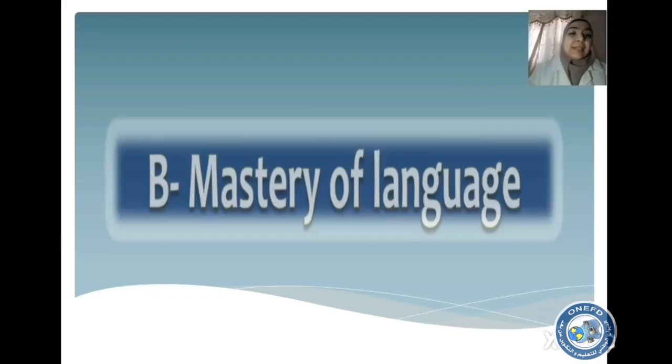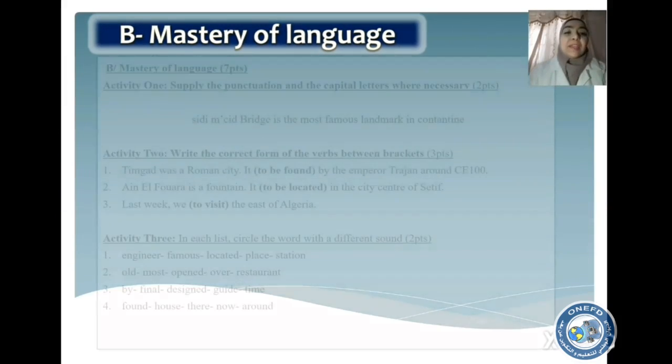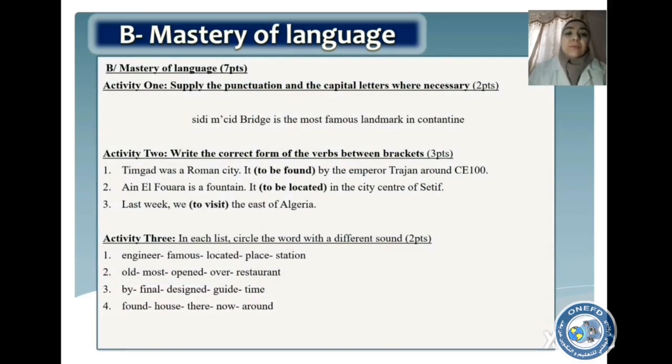And today we are going to carry on with part 2 of our sample of the BEM exam. Last time we have seen part 1, section A, reading comprehension. And now, section B in part A. Section B is about the mastery of the language. It's about the use of the language, grammar, pronunciation. How does the language work? So, read the 3 activities, read the instructions, and then we will do them together.